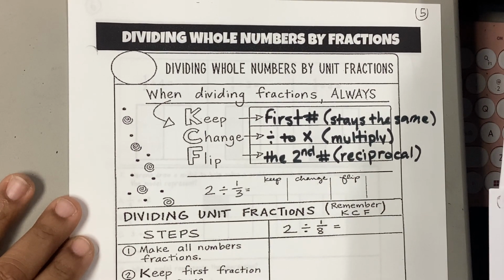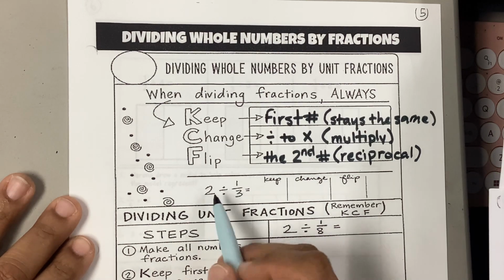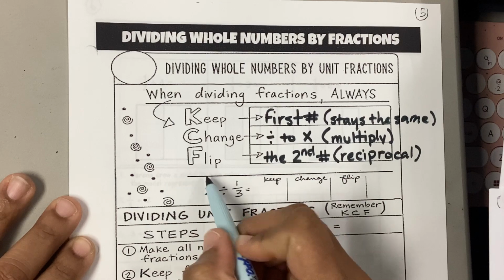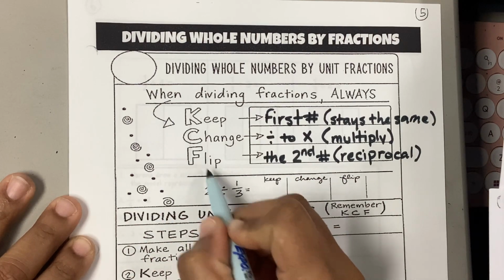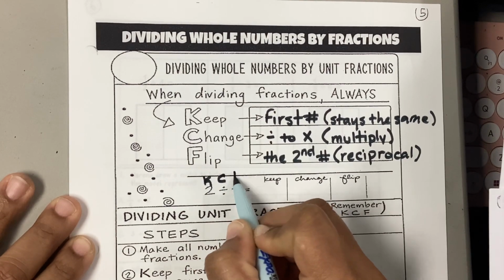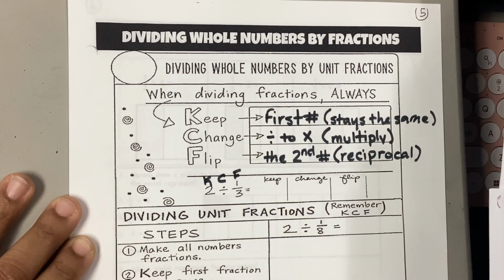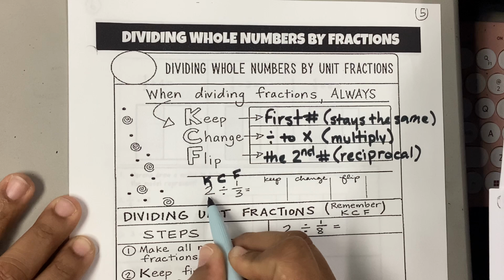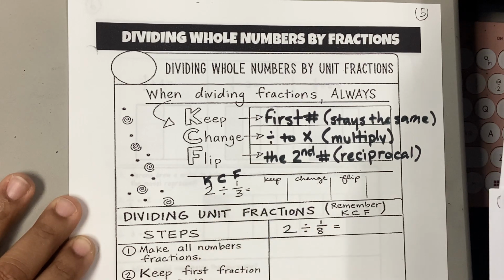So we're going to practice this by doing 2 divided by 1/3. So I always like to make sure I keep in order. So I write K, C, F above my equation. That way it helps me remember what I'm going to do. So my whole number 2, we're going to keep it the same.